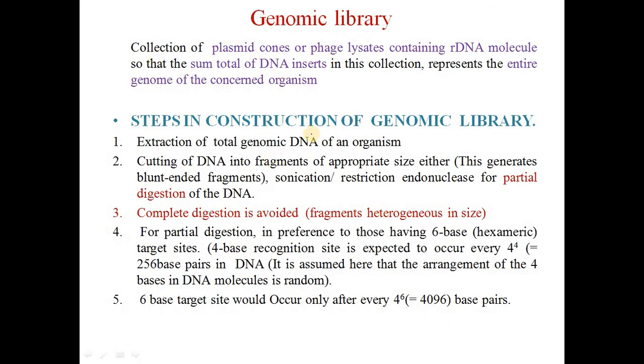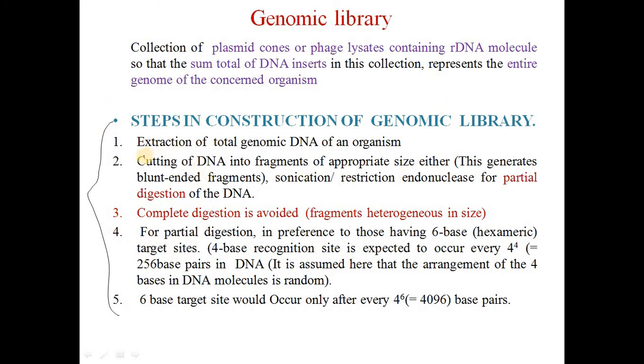Then another point is the genomic library. This is nothing but a collection of recombinant plasmids. Recombinant means we have the foreign DNA segment of our interest, and the library is the sum total of DNA inserts that represents the entire genome of the concerned organism. Here are the details of the steps involved in construction of a genomic library.